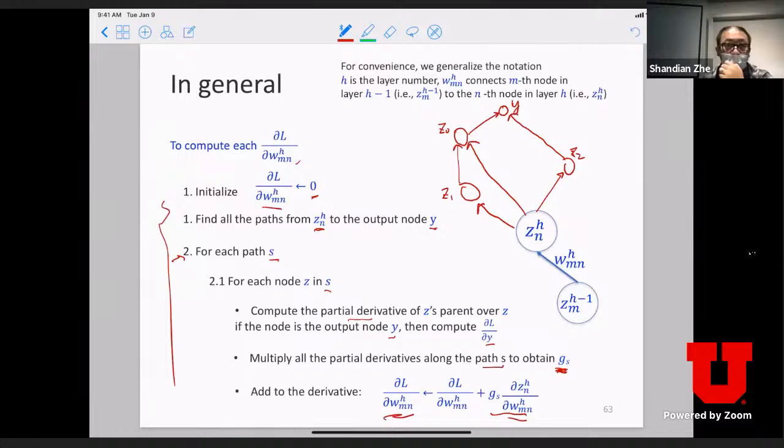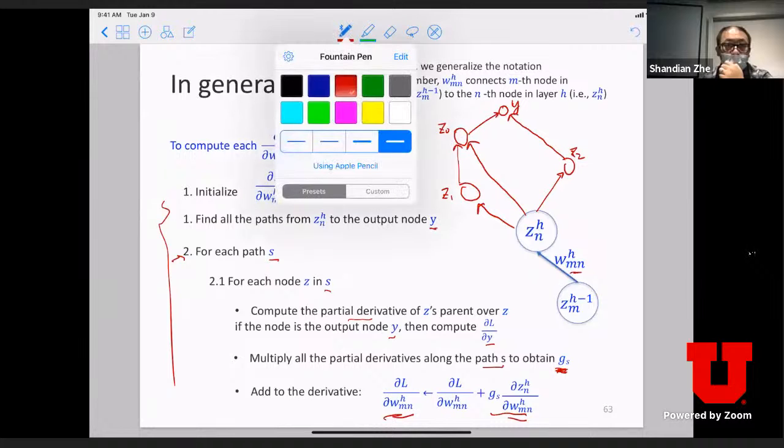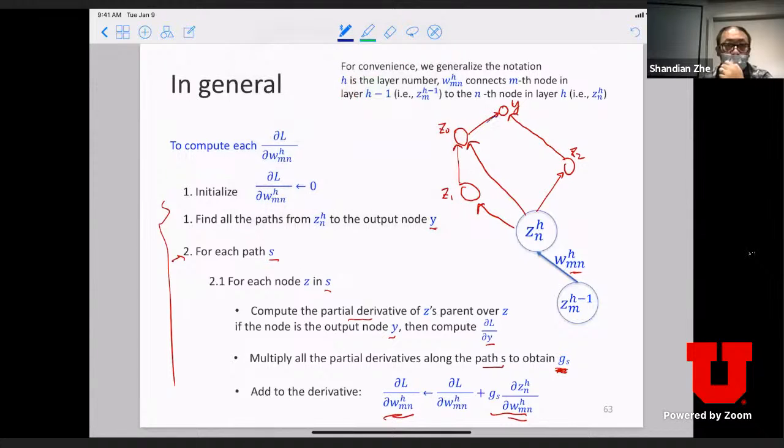let's see how we compute partial L over partial W, M, and H, right? So first, we need to look at every path. The first path is here. We're going to add the results along this path, starting from the output neuron. It will be partial L over partial Y, right? And then move to Z0, its parent node is Y, so we're going to compute partial Y over partial Z0.